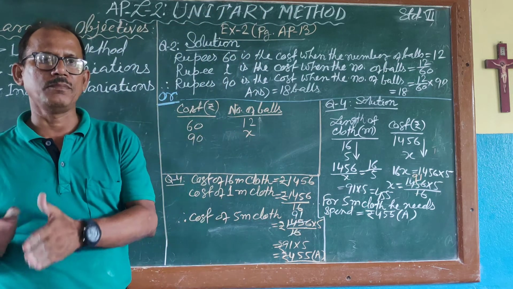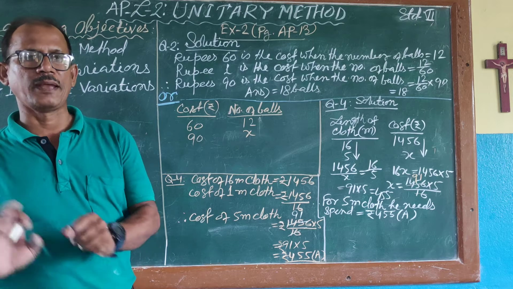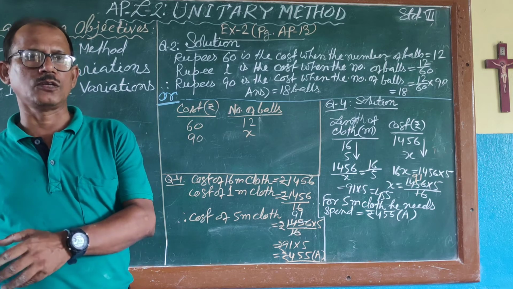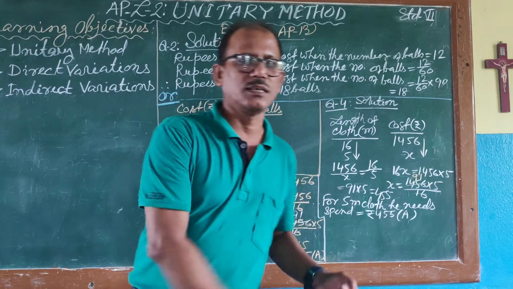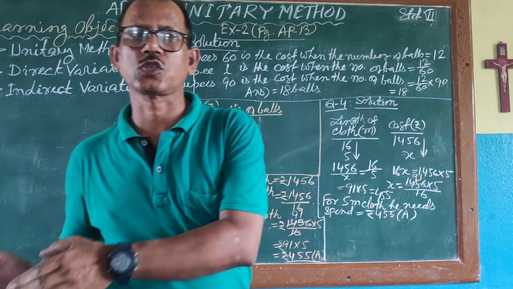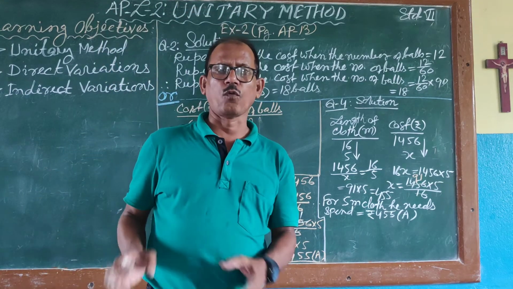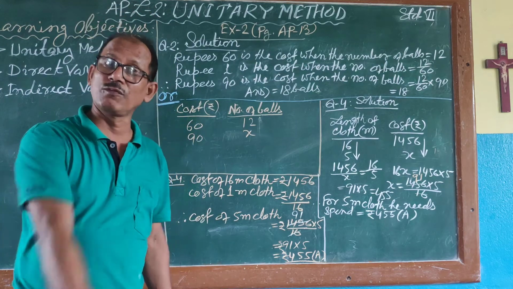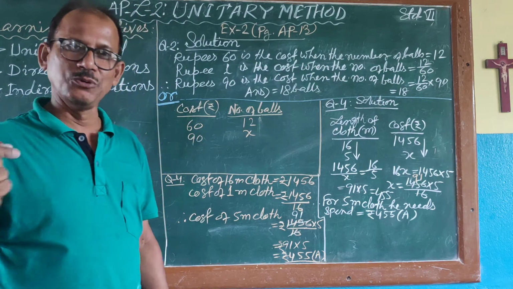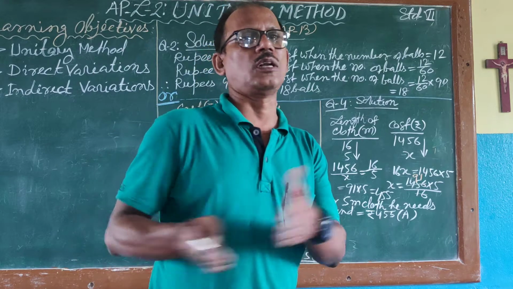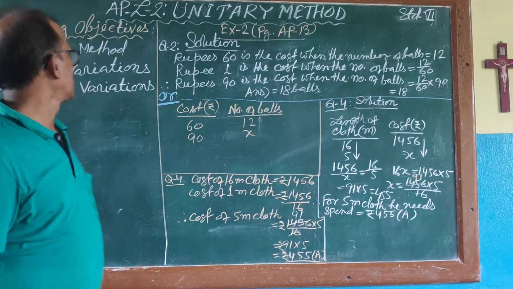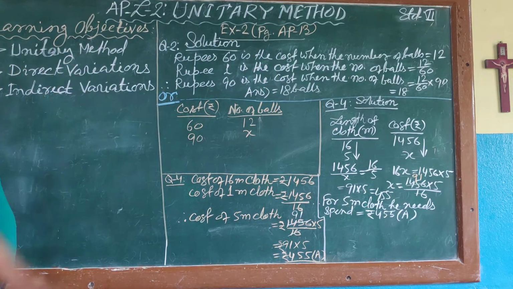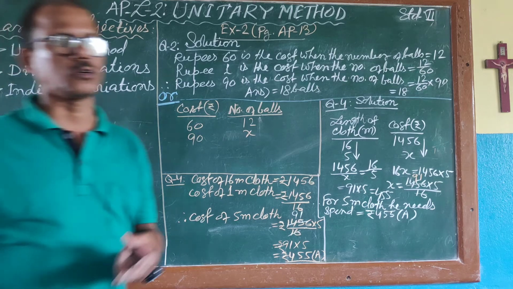If you have to purchase 7 pens, but 12 pens cost 60 rupees, what will be the cost of 7 pens? For that, to find out the cost of 7 pens, you will have to find out the cost of 1 pen first, that unit pen first. That is why it is called unitary method. Could you understand that the method is called unitary method? Because you need to find out the value of 1 first. Now, direct variation and indirect variation. See, unitary method has 2 types of problems.